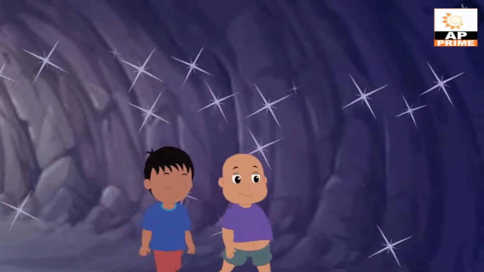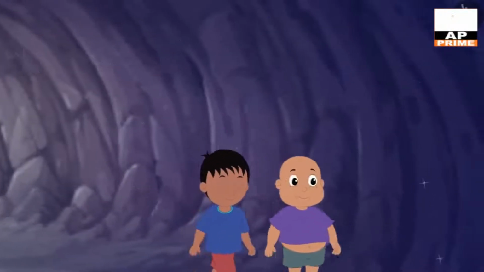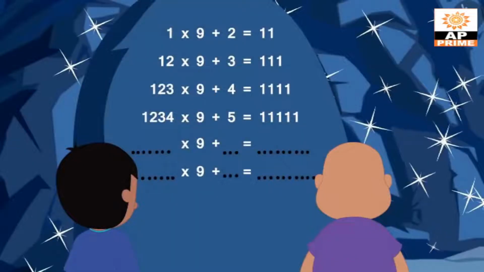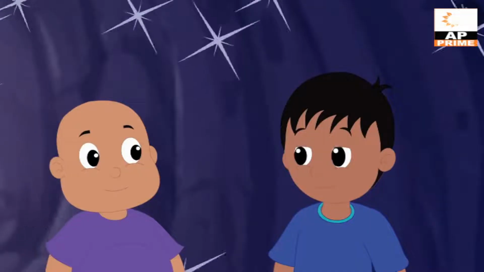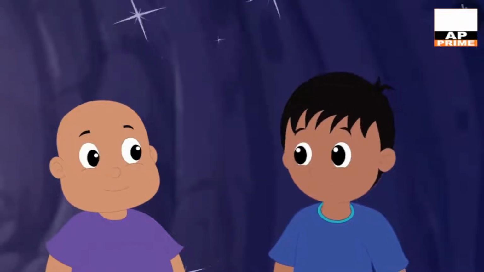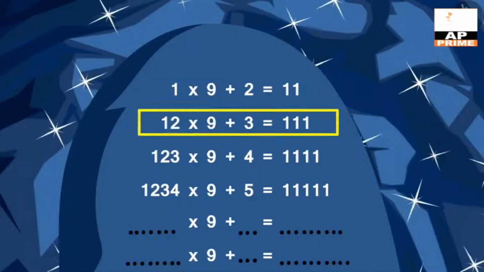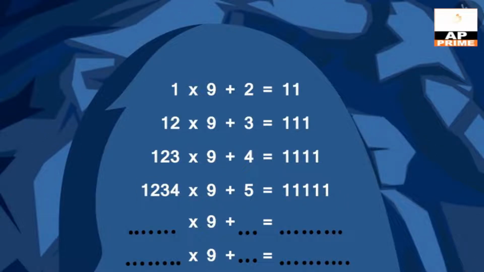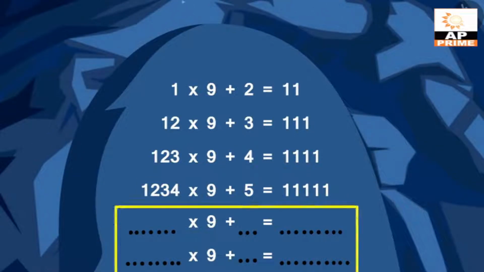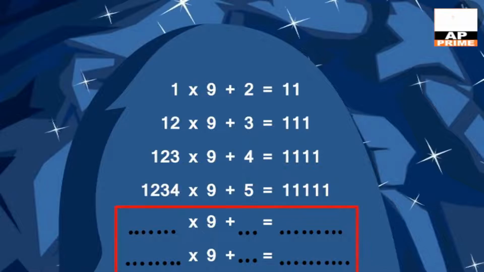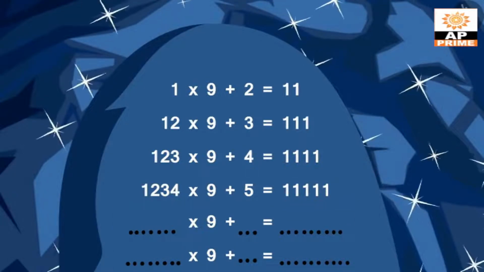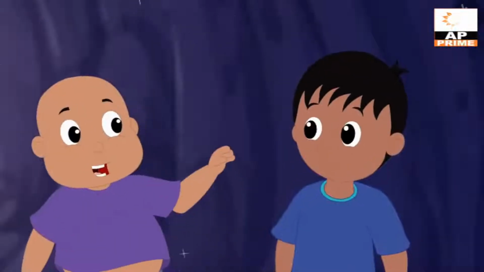Raju and Bablu went further inside the cave. Then they saw a door there. Bablu, this door has closed the path ahead of the cave, and there are some multiplications written on this door. And then there are some blank spaces at the bottom. Raju told Bablu. Yes, Raju.